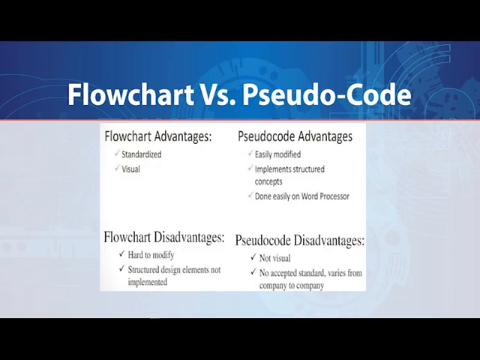Apart from this, a disadvantage of the flowchart is that it has a structured design and elements are not implemented. So far as pseudocode is concerned, the disadvantage is that it is not an accepted standard. So the accepted standard, that is, the flowchart, has a hand above the pseudocode.